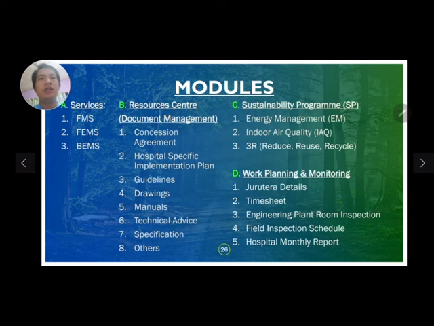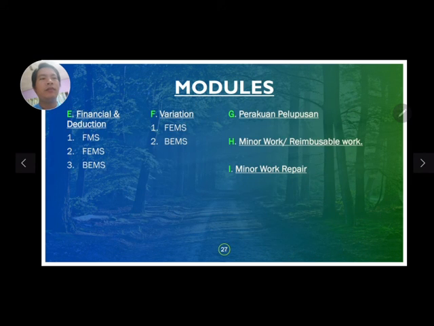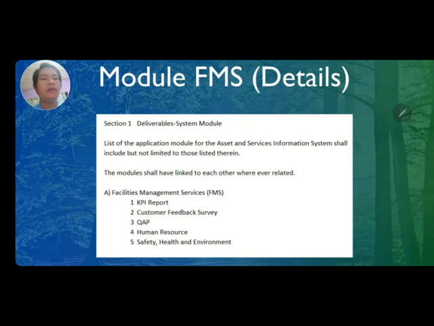Now we go to modules. A. Services. B. Resources Center. C. Sustainability Program, SP. D. Work planning and monitoring. E. Financial and deduction. F. Variation. G. Perakuan pelupusan. H. Manual work, reimbursable work. I. Manual work, repair. Now we go to module FMS in more detail, which involves KPI report, customer feedback survey, QAP, human resource, and lastly safety, health, and environment. So this is an example of the module details.